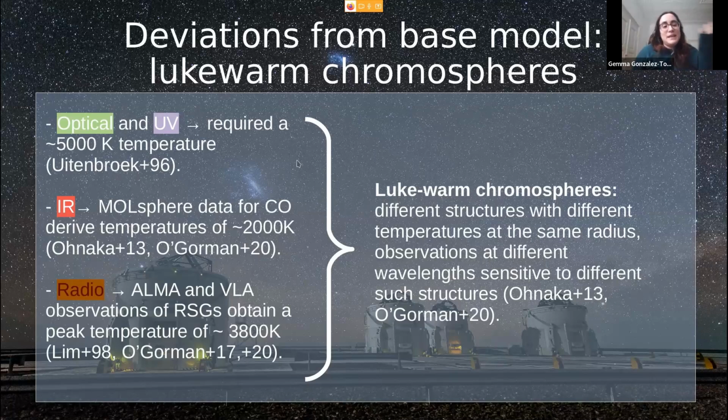And we see here some examples. For instance, in the optical and the UV, we are sensitive to a temperature of around 5,000 Kelvin. So that is a much higher temperature than the one we are observing in the infrared, which is around 2,000 Kelvin. And again, in the radio, the temperature that we are sensitive to is different from the other wavelength ranges. So this complicates everything more, which means we cannot just assume one simple profile for the temperature. We have to take into account which wavelength range we are observing.